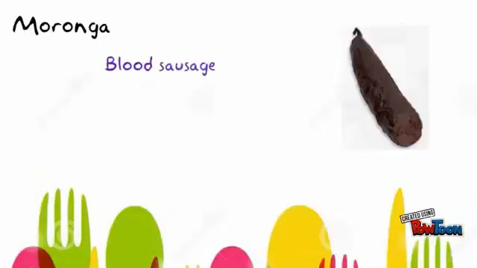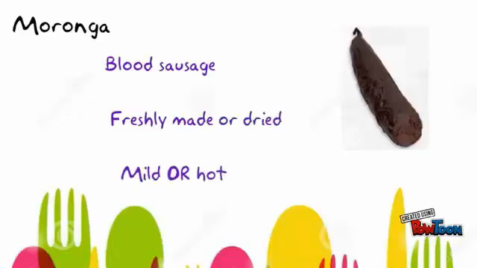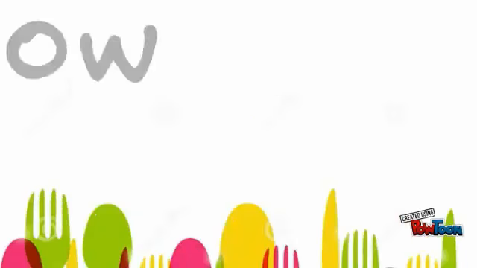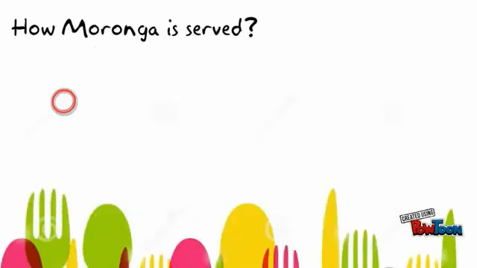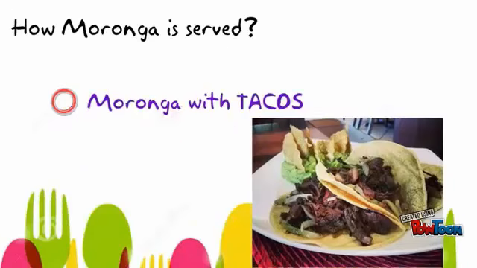Moronga is a sausage made of pig's blood, mint, onion, garlic, cilantro, and spices. It can be freshly made or dried. Moronga can also be served with other food, such as tacos.